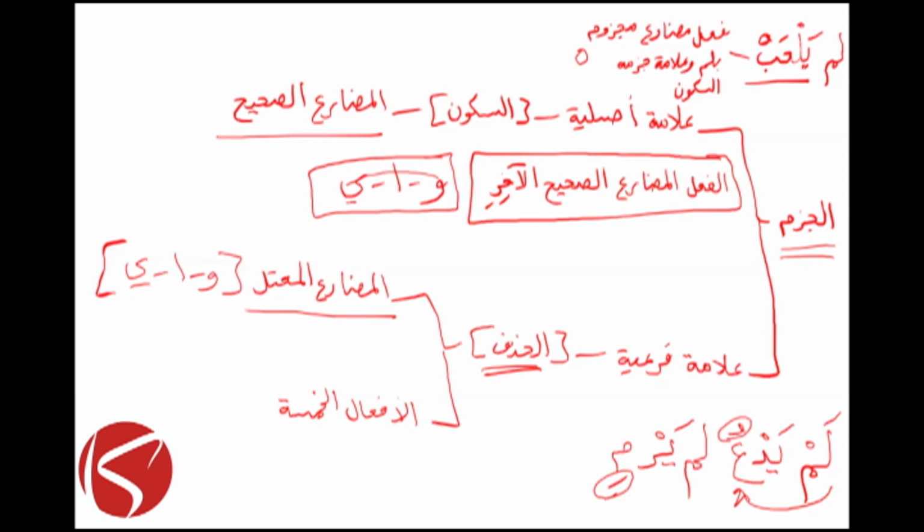For example, يسعى. The word يسعى here has the alif which is مقصورة, right? So the alif here, if I put lam before it, it becomes lam يسعى. There's a fatha on here, so it's lam يسعى. Does that make sense?